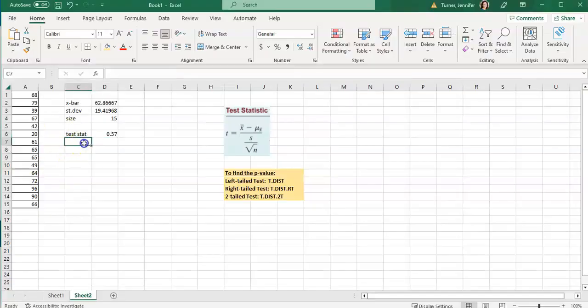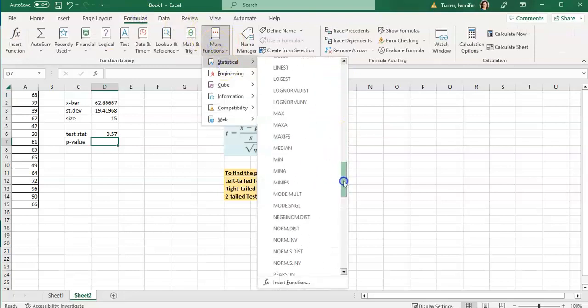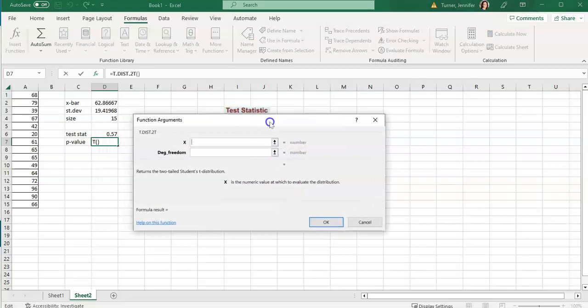Since this is a two-tailed test for our p-value, we're going to go find the t.dist.2t. Again, that's under formulas, more functions, statistical, all the way down to the t section. And we see it right here, t.dist.2t. So the first thing it wants to know is the x value. The x value is the test statistic. So we're just going to click here on the cell that had the test statistic in it. The degrees of freedom is the sample size minus 1. So the sample size was right here, so we can click on that, and then we just subtract 1 from it like so. And we hit OK.